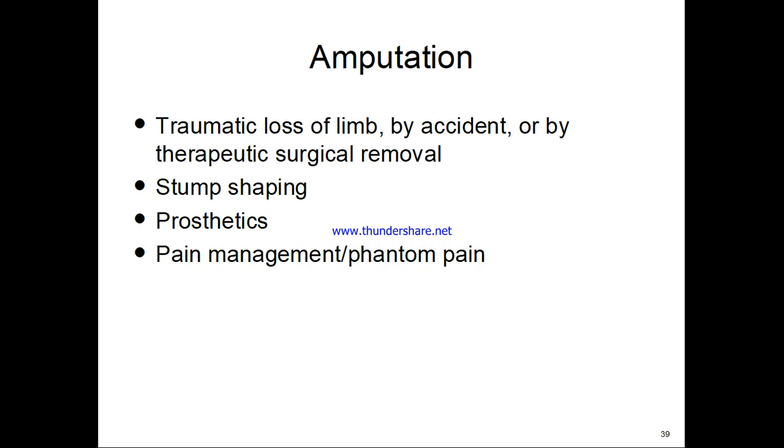Amputations. Amputation is a traumatic loss of a limb, and it could be by accident or it could be done for therapeutic purposes. And following amputation, there may be further procedures required for proper stump shaping in order to be able to fit into a prosthetic.